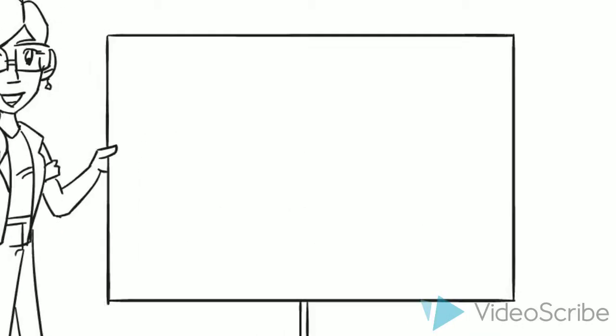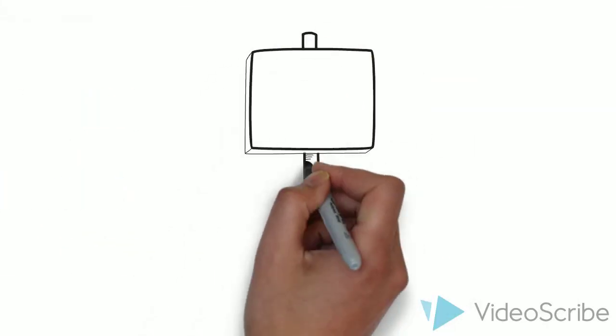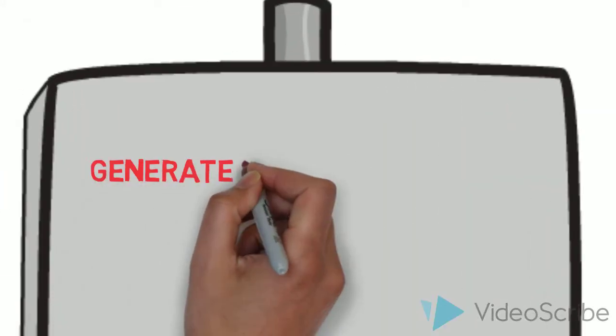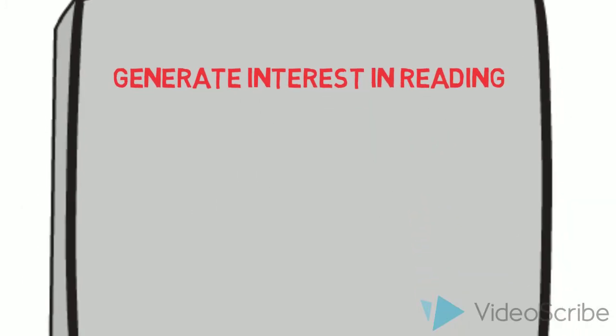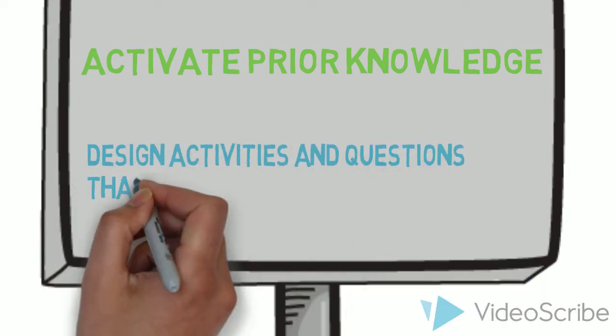Welcome to this video where we explore principles of teaching reading and comprehension. As teachers, we need to first generate interest in reading, then activate prior knowledge, and further design activities and questions that generate higher order thinking.